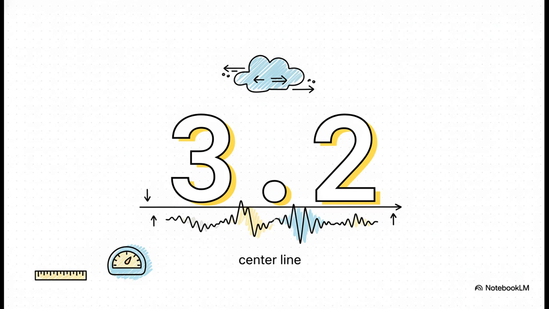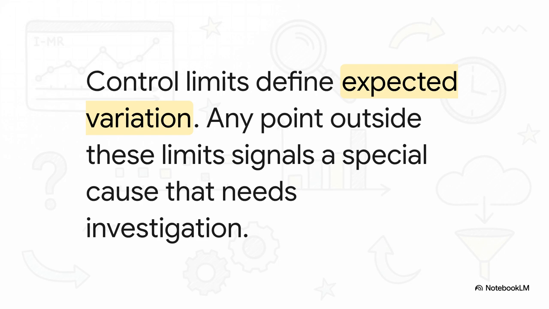So what does this actually mean? It means the typical expected month-to-month variation in their travel is about 3.2 miles. This number becomes the center line for our moving range chart. Okay, now for the part where the magic happens. Calculating the control limits. These lines define the natural, expected rhythm of the process.